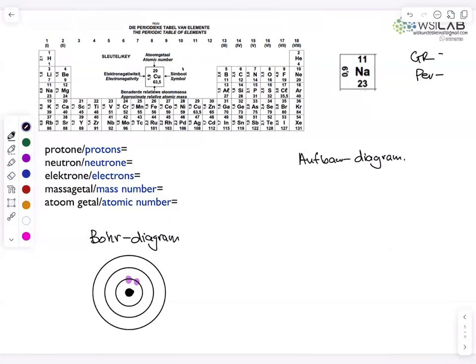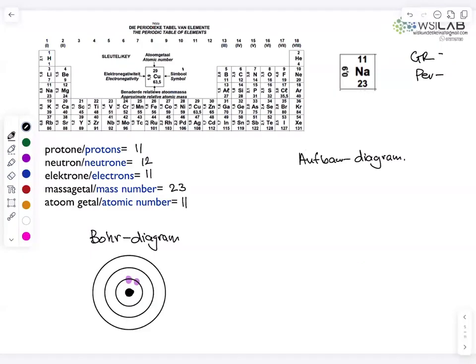We haven't filled in these values. Let's do this first. How many protons, neutrons, electrons, etc.? So 11 protons and 12 neutrons. Very good. Electrons: 12 electrons or 11 electrons? Good. Mass number 23, atomic number 11. Okay, very good.